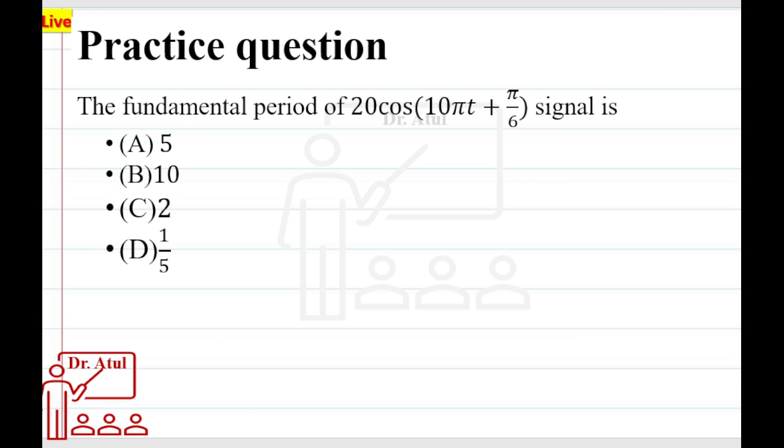The fundamental period of 20 cos(2 pi t plus pi by 6). So we don't have to worry, this is a theta. We don't have to worry about it. T equals 2 pi upon omega naught, 2 pi upon 10 pi, that is 1 by 5.